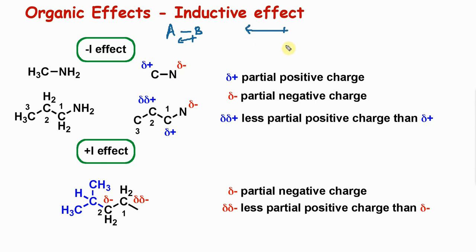This symbol is for inductive effect, meaning this person is pulling the electrons. So what charge do they get? Delta minus. This person is giving, so delta plus. They show that plus on the tail, a positive tail.